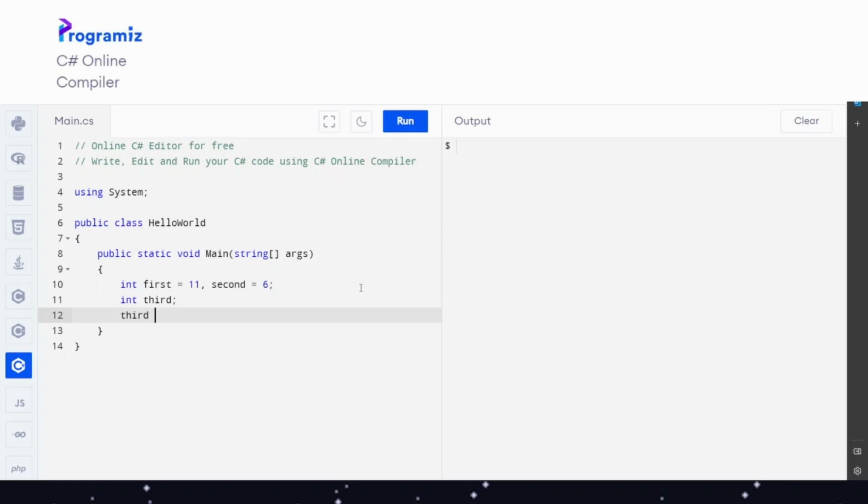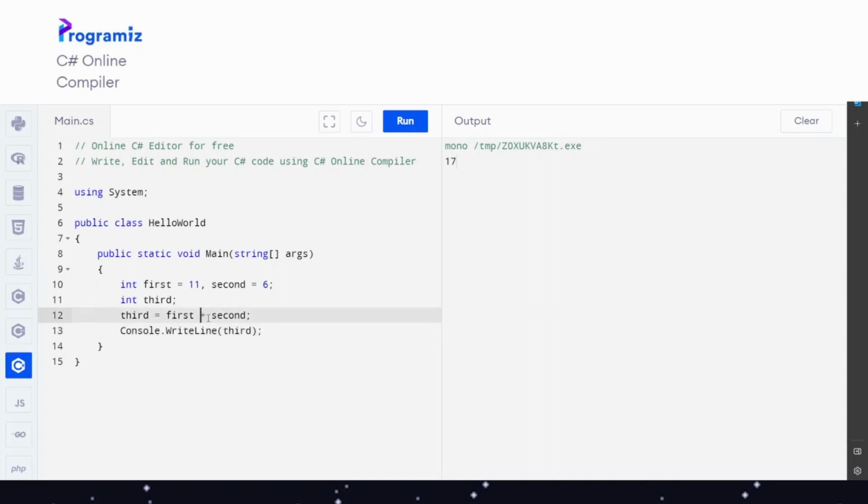Let's say third equals first plus second. As you can see, it is just a simple arithmetic expression, and we can write it down with Console.WriteLine, brackets open, third. As soon as we press F5, you can see that the calculation will be 17.